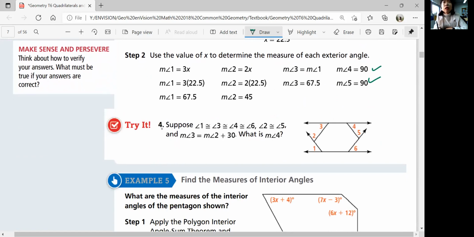Let's look at try number 4. Suppose angles 1, 3, 4, and 6 are congruent, and angles 2 and 5 are congruent. And the measure of angle 3 is equal to the measure of angle 2 plus 30. What is the measure of angle 4? Figure it out using the sum of exterior angles theorem. Okay, see if you can do it by yourself. Come back when you're ready for answers.